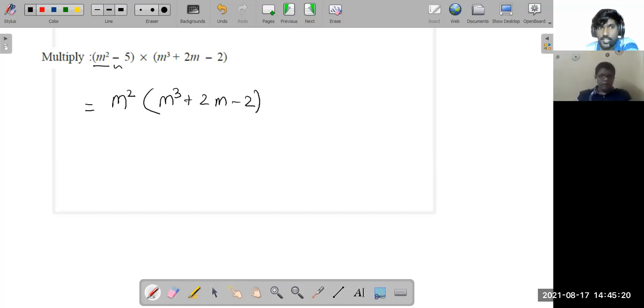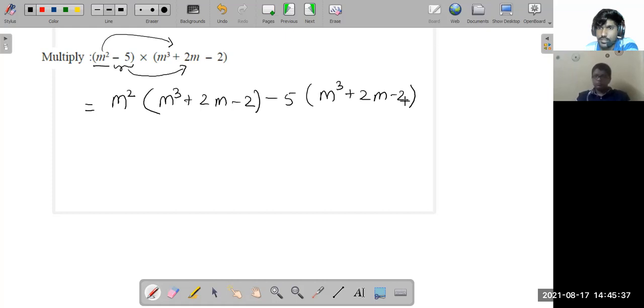Then you look at the second term of the first bracket. It is -5. So you write -5, and again you have to multiply it with the entire bracket: m cube plus 2m minus 2. Understood this? Now here you multiply m square with each term.